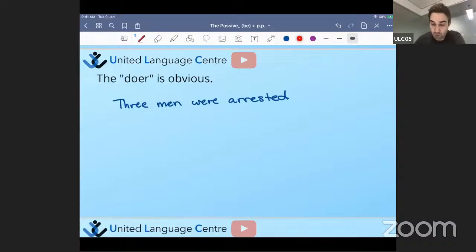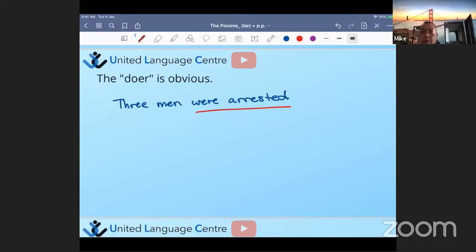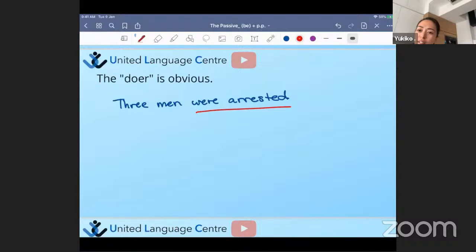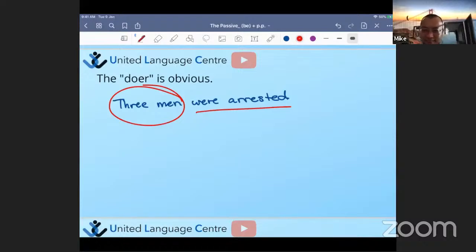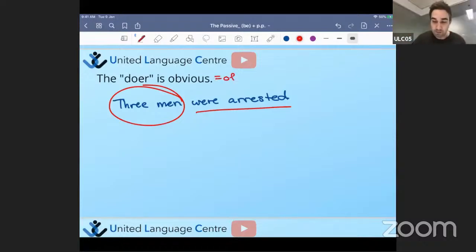Three men were arrested, or three men have been arrested. Yukiko, who arrested them? Someone. Yeah, but who? Who arrested the three men? Do you know "arrest"? Oh, yes. So who did it? Police. Okay, yeah, police, right? Mochiron, right? Of course the police did it, right? So obvious means of course.